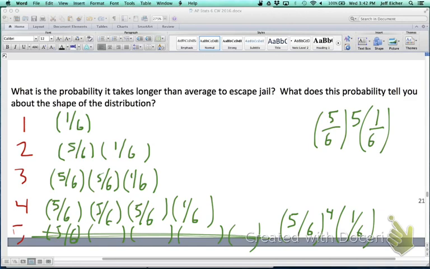And we would add all of these. So that, plus that, plus that, plus that, plus that, plus that. And that would be the probability. I will give you the incredible, priceless joy of calculating that probability and then discussing with your neighbor, what do you think this probability tells you about the shape of the distribution? Is it left skewed, right skewed, or roughly symmetric?